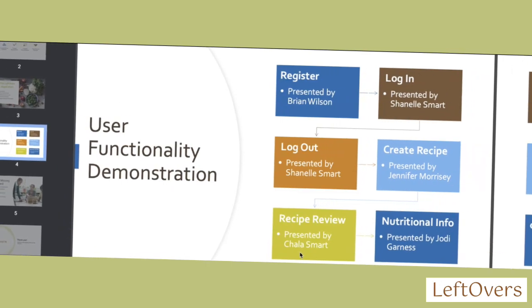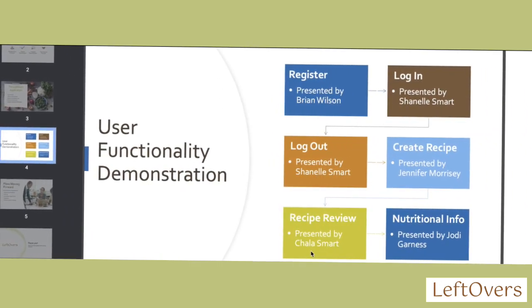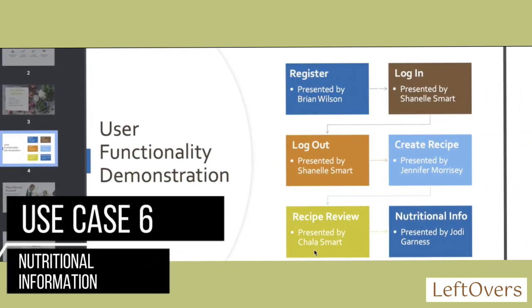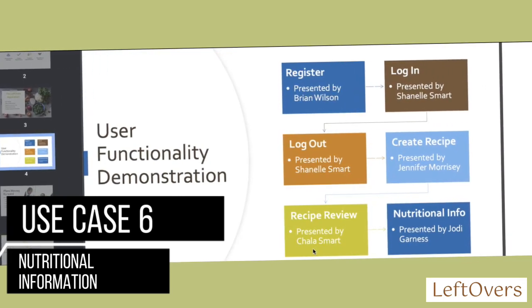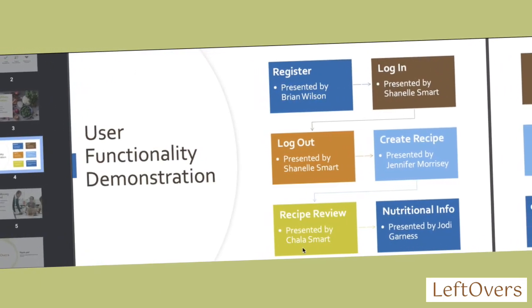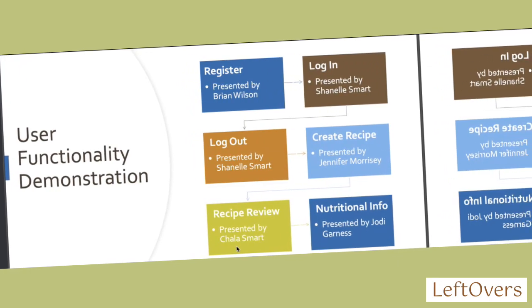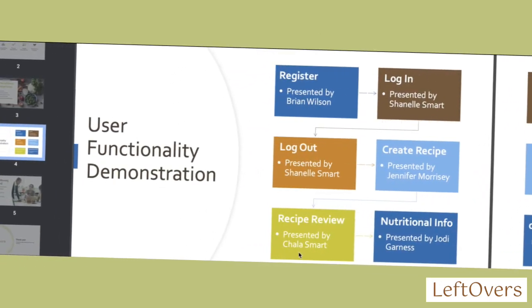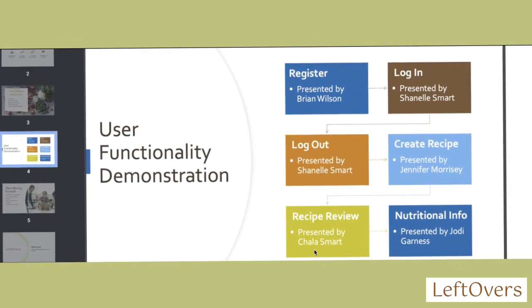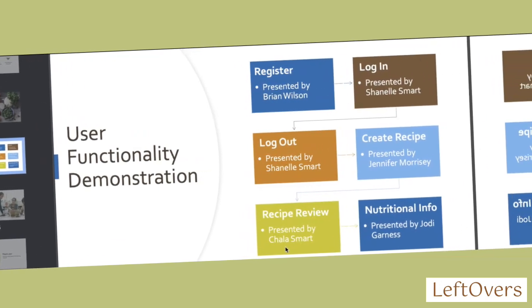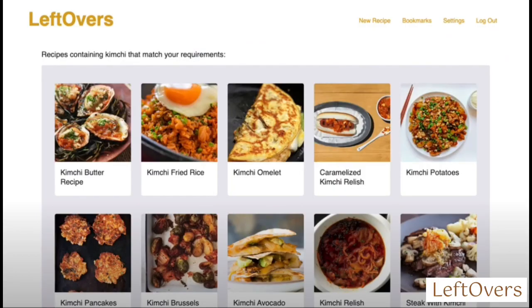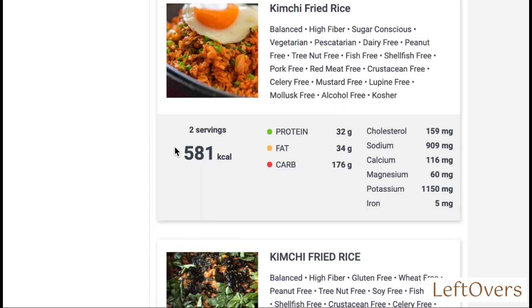We've now arrived at our final use case for this demonstration. This use case is our nutritional information function, where users can browse recipe nutrition facts. After the user has logged in and generated recipe search results, they'll click the nutritional info link. This link will take the user to a new page where they'll see the nutritional information for their recipe.